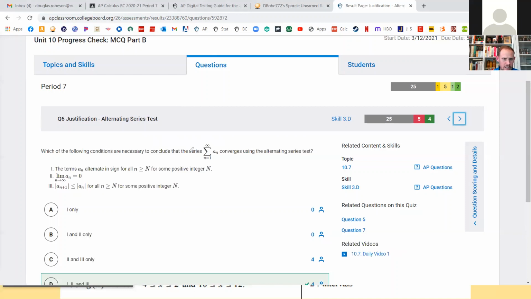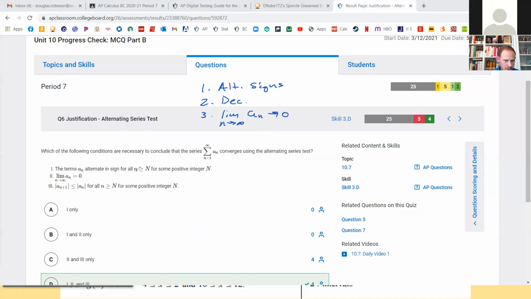All right, which of the following conditions is necessary to conclude that this series converges using the alternating series test? All right, so alternating series test: 1, we need that it is an alternating series. 2, we need that it's always decreasing after a certain point. And 3, we need that the limit as n goes to infinity of whatever is inside goes to 0. So that's what we need for the alternating series test.